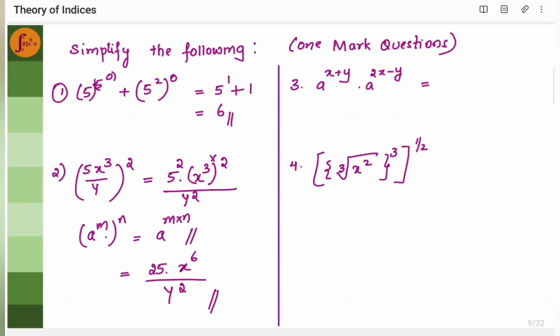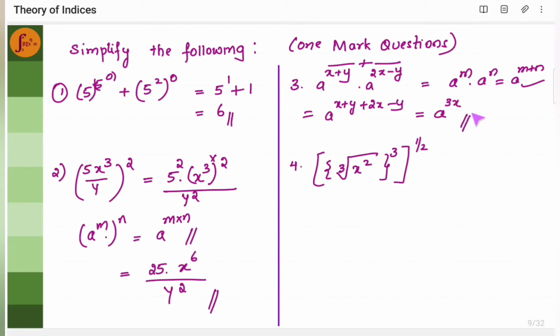This is a simple one. This is, remember the property, a to the power m into a to the power n is equal to a to the power m plus n. So, this property we'll have to use. So, this is nothing but a to the power x plus y plus 2x minus y. We are adding these two powers. So, we'll get a to the power x plus 2x is 3x, y minus y is 0. Right? So, a to the power 3x is the answer. Let's go to the fourth one.